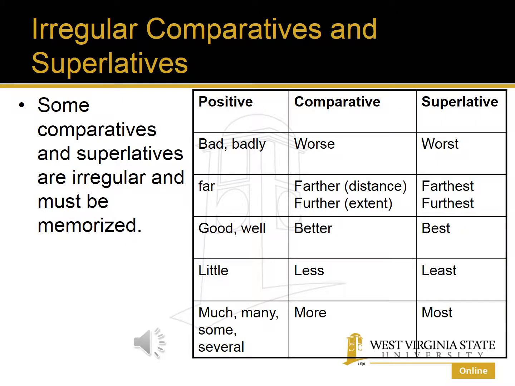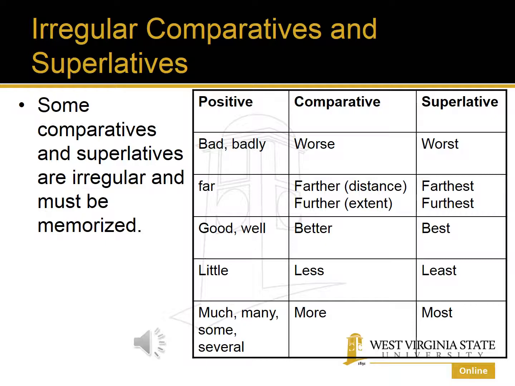Of course, English wouldn't be English if there weren't some irregular forms that we have to memorize, and comparatives and superlatives are no exception. So let's look at some of the irregular forms. We have the adjective and adverb, bad or badly, and the comparative is not badder or more badly. The comparative is worse for both adjective and adverb, and the superlative is worst.